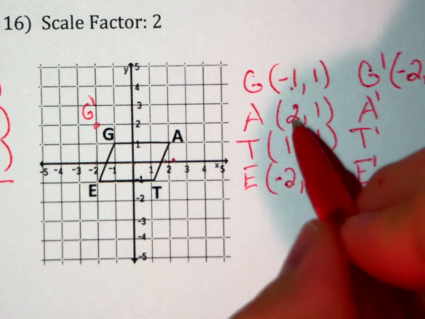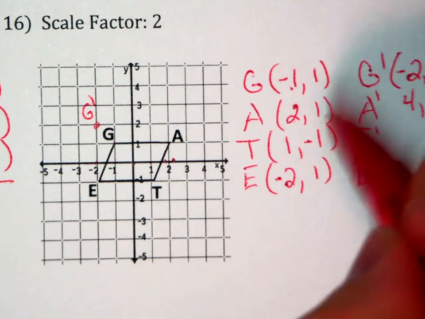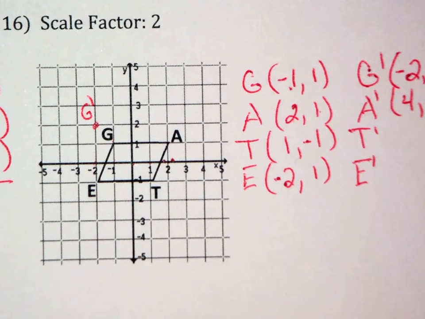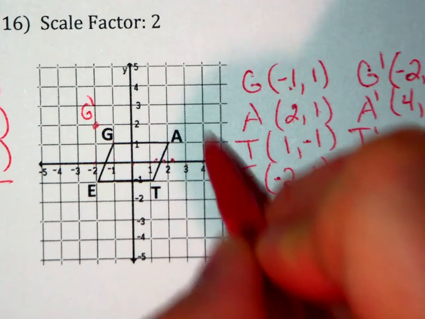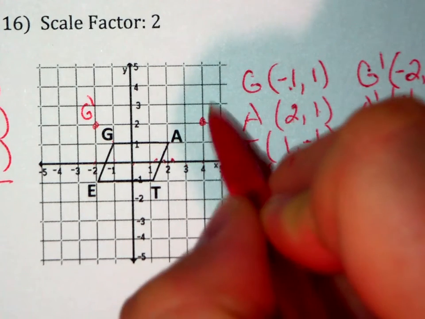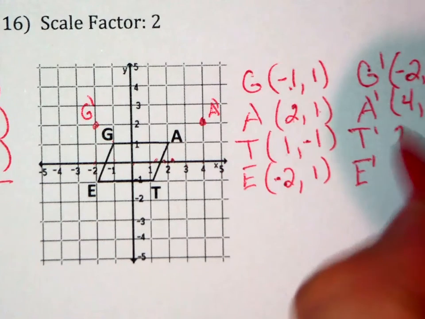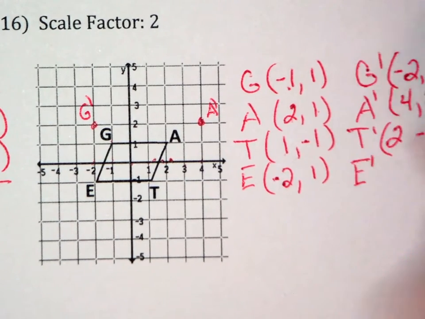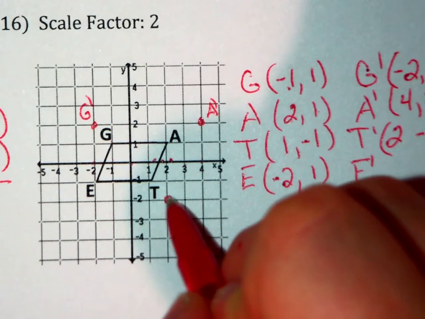A, I have an x value of 2, so 2 times 2 is 4. 1 times 2 is 2. Well, now I can graph that one. 2, 3, 4, up 2. T, I have a 1 times 2 is 2. Negative 1 times 2 is negative 2. Now I can graph that one. 2, negative 2.